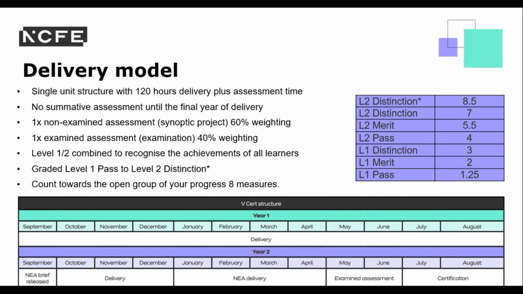An overview recap of the qualification structure. You'll see the typical 2-year delivery model, which is the same for every V-Cert. This is only a suggestion and it is to help illustrate the new structure so you can visualize how it's going to work for you. Looking at the 2-year, the NEA could be delivered at any starting point. It doesn't have to necessarily be delivered from September, but it must be completed by the end of April. The first year is very much about laying the knowledge in preparation for the second year.